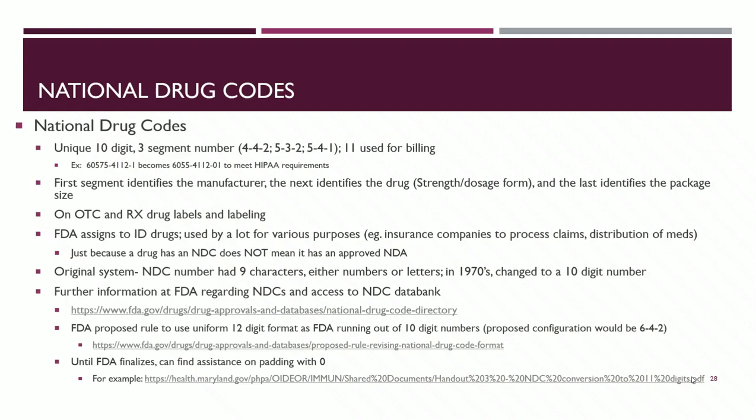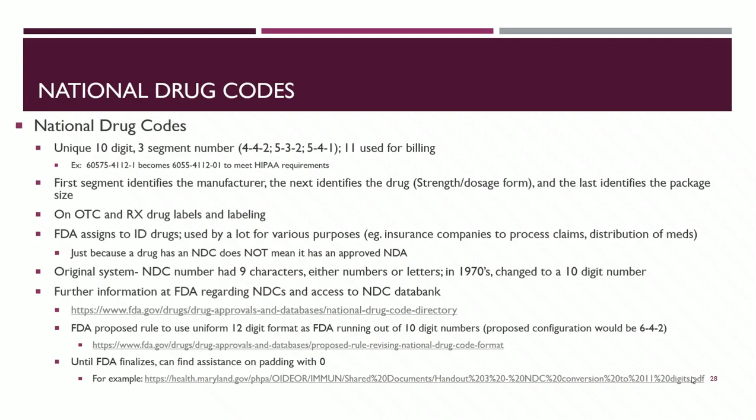It used to be 9 digits, but they're now 10, like I said. They are going to be 12 eventually. The FDA proposed a rule to make them 12 because they're running out of 10-digit numbers. They are put on over-the-counter and prescription drugs. FDA assigns them. They're used for a variety of purposes, probably most notably for identification and for billing purposes, and for safety reasons when we're checking and scanning them as well. If you want further information on them, there's a data bank out there as well.